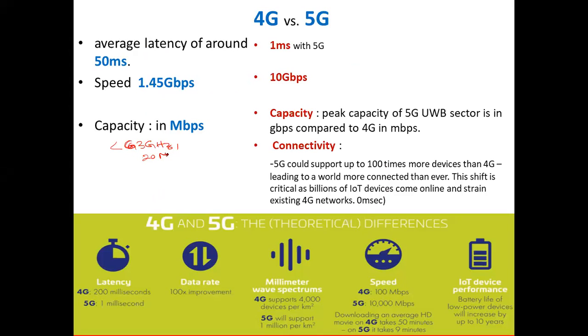In 4G, we use tower radii that usually range from 5 to 10 kilometers, of course depending upon the population density and usage characteristics. And usually this 4G delivers a speed of 10 Mbps.